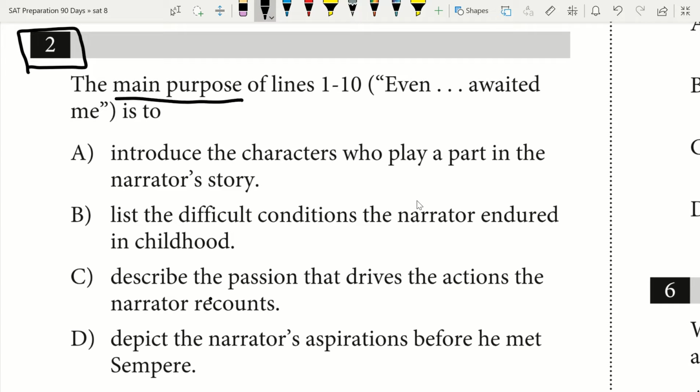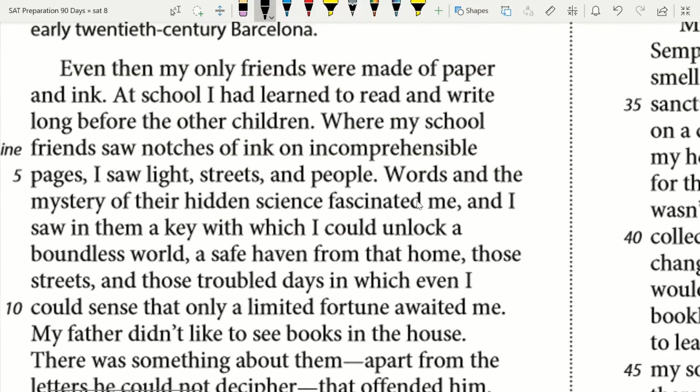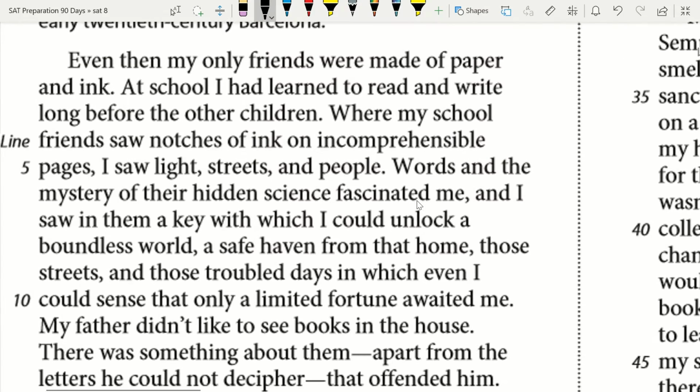So we have: the main purpose of lines 1 through 10 is to do what? Now in this case, since it's just 10 lines, I'm going to go ahead and read through it, and then I'll help you decide on what the purpose is, because in order to answer this one, you would need to read on a little bit. But obviously we don't have time to read through the whole thing.